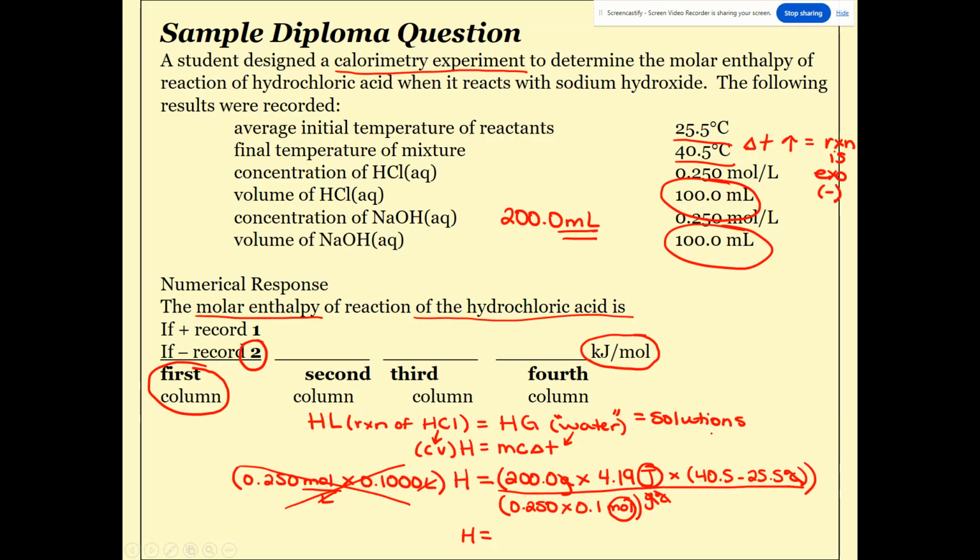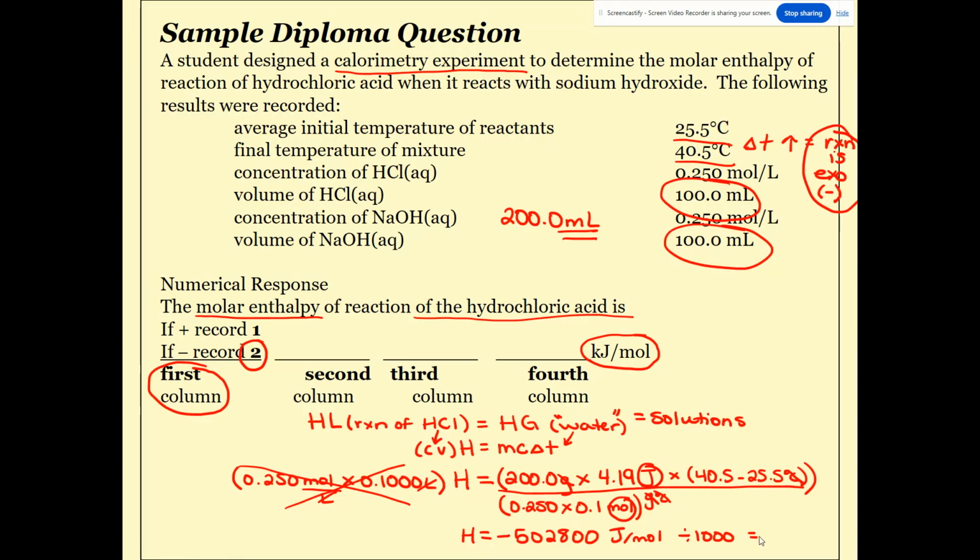So when I do this calculation, I'll have 200 times 4.19 times brackets 40.5 minus 25.5. Then I divide that answer in brackets by 0.25 times 0.1. We get an answer of 502,800 joules per mole. I need to put a negative in front of it because, again, my reaction was exothermic. And I need to divide it by 1,000 to put it into kilojoules per mole.